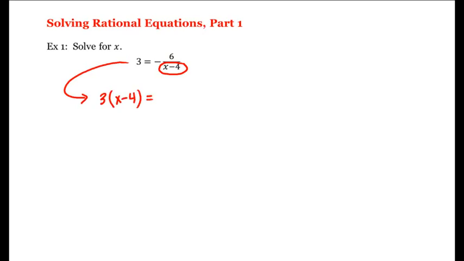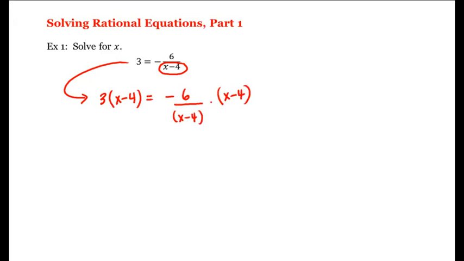Let's look at solving rational equations. For example, let's solve this equation for x. The first thing we'll do is multiply both sides of the equation by this denominator here, which gives us 3 times (x - 4) is equal to -6 divided by (x - 4) times (x - 4).